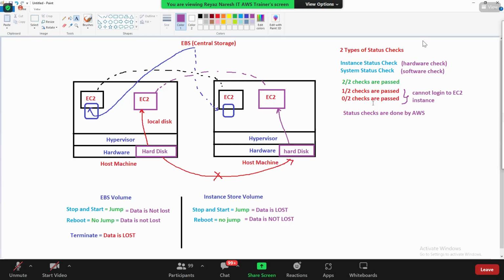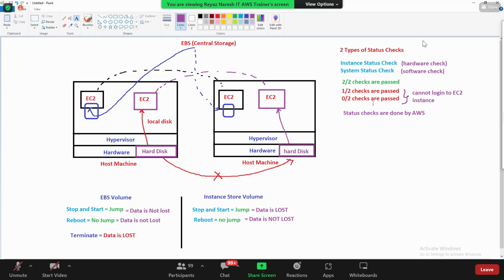All your EC2 instances are sitting on the host machines in the backend. Yes or no? Agree? Okay. If the EC2 instance has not launched properly, there might be some problem with the backend host machine. If you don't want your EC2 instance to sit on that host machine where it is getting 1/2, what do you do? Simple. Stop and start the machine. It will jump from one host to another host and you will get your 2/2 checks passed.